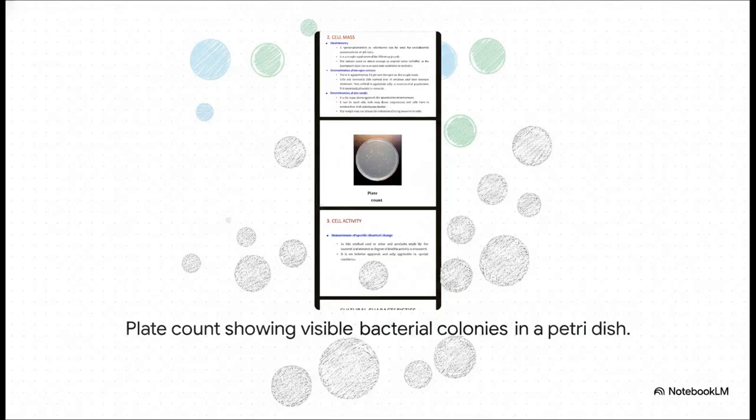To solve that dead cell problem and get a true viable count of only the living bacteria, scientists rely on indirect plate counting. Imagine a petri dish filled with solid agar. A liquid sample of bacteria is mixed in, and once the agar solidifies, the unseen individual bacteria are trapped right in place. Over time, each single living cell multiplies geometrically until it produces a visible white dot, which is a colony. By just counting those visible colonies, scientists know exactly how many living bacteria were in the original sample.